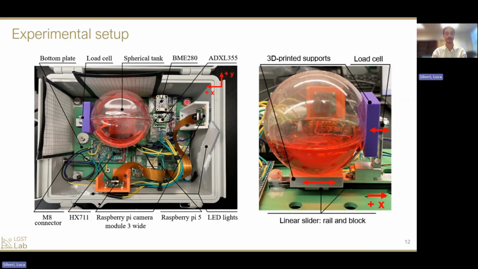There are two cameras pointing in orthogonal views at a spherical tank filled at 33% of its volume by water. Then an accelerometer records the acceleration field. The BME280 records ambient data. And the load cell, which is visible here and also in this image on the right, measures the force that the fluid exerts on the tank along one axis.